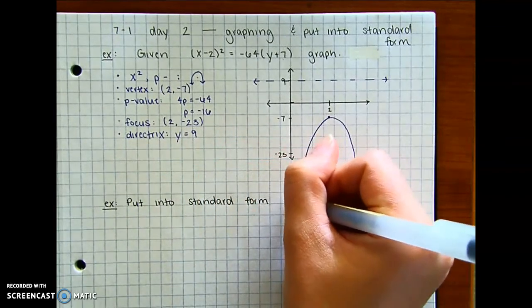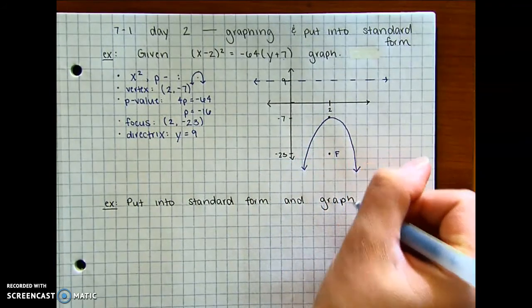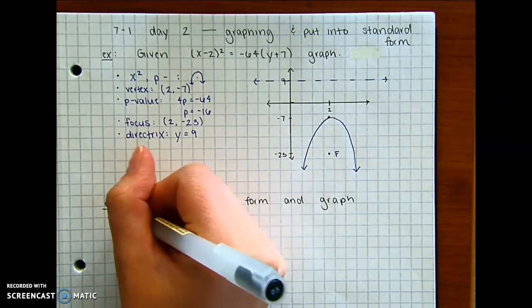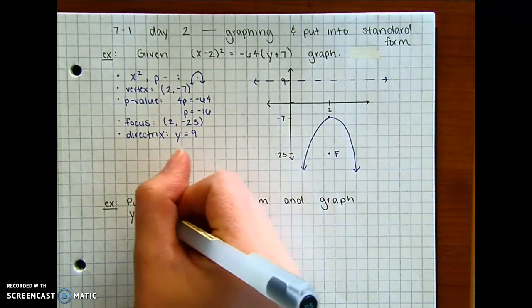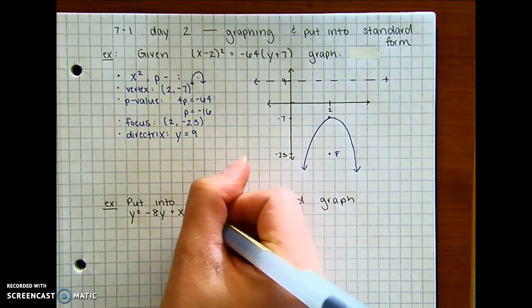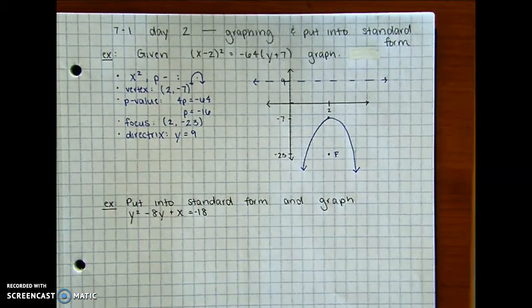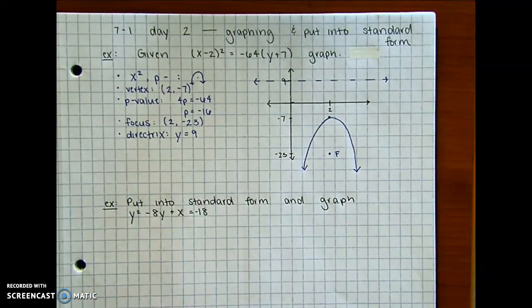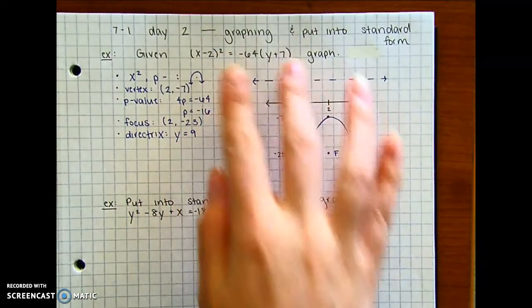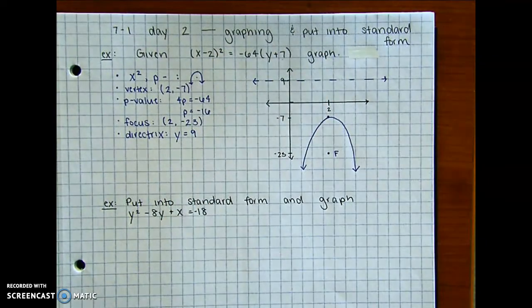Put into standard form and graph. And that's going to be y squared minus 8y plus x equals negative 18. Okay, so in order to put this into standard form, we need to keep the concept of whatever squared is going to be on one side and then everything else is going to be on the other.